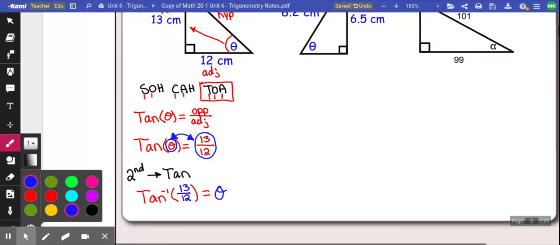So when you're looking for angles, you hit second and then whatever ratio you're using, sine, cos, or tan. In this case, it's second tan, 13 divided by 12. That tells me that my angle for theta equals 47 degrees. Again, remember we round degree angles to the nearest whole degree.